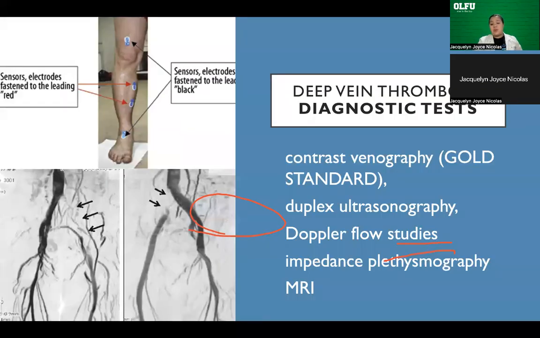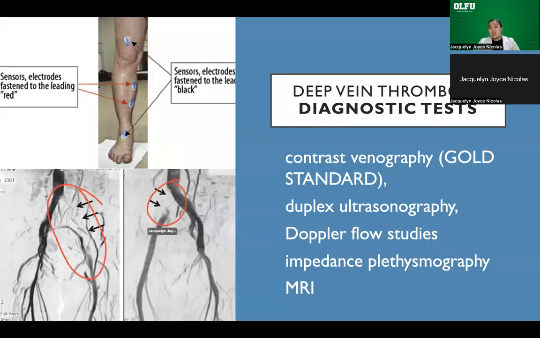Other test, okay, which is much more definitive, okay? So kaya nawag na gold standard, ibig sabihin, ito yung talagang sinasabi nga natin na very accurate when it comes to testing for DVT is contrast venography. Diba? Check yung vein. Tingnan nyo naman to, oh.